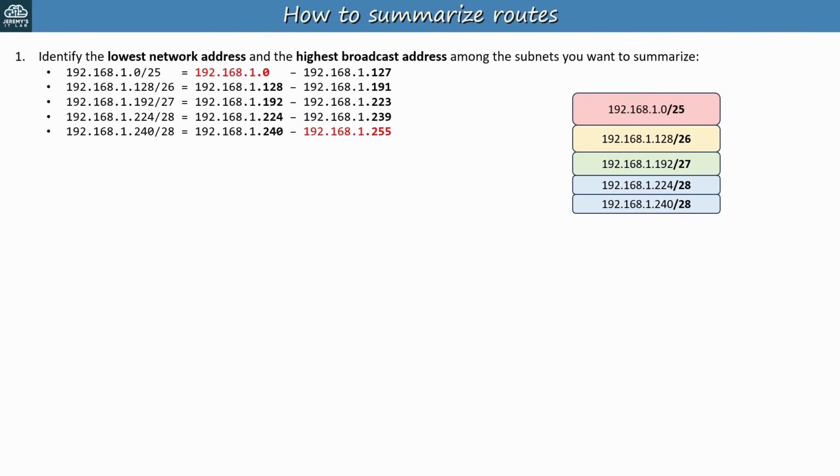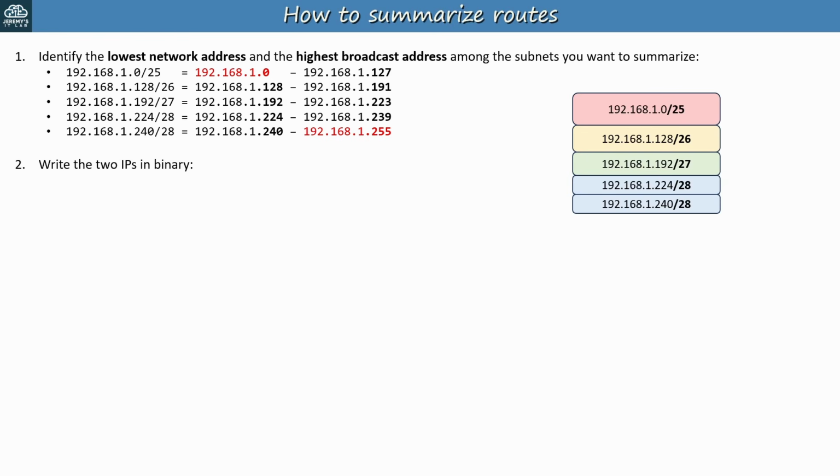The lowest address is 192.168.1.0, the network address of the lowest subnet. And the highest address is 192.168.1.255, the broadcast address of the highest subnet. So if our summary includes these two addresses, we know that it covers all of the addresses between them too, since they're the lowest and highest addresses in our desired range.